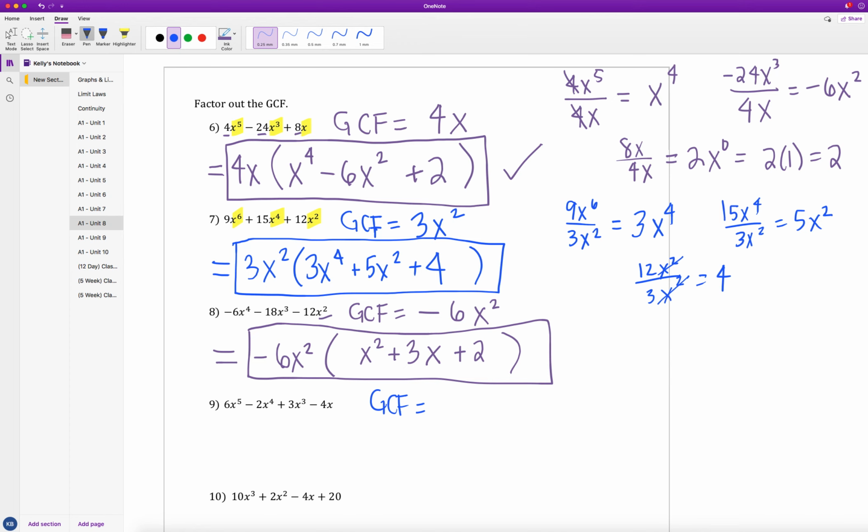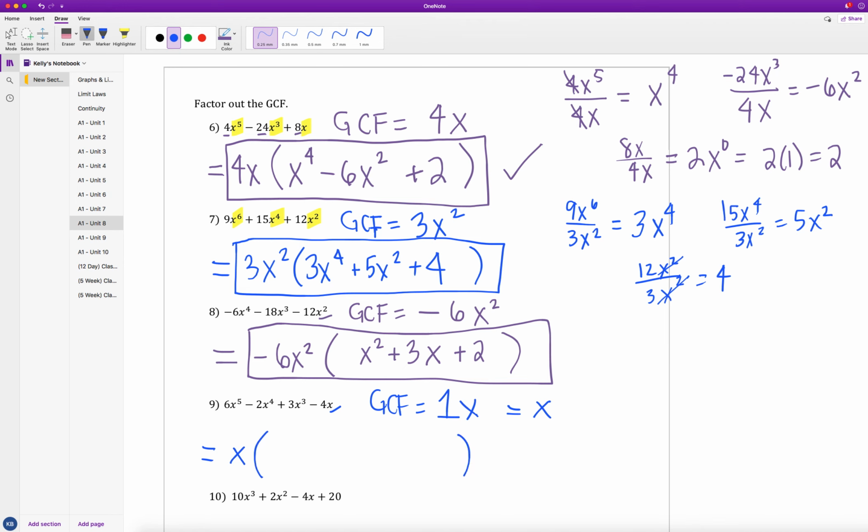So on my coefficients, we have a 6, a 2, a 3, and a negative 4. None of those numbers actually have anything in common except for a 1. So far my greatest common factor isn't very exciting. If we look at it in terms of the variables, I have an x to the 5th, an x to the 4th, an x cubed, and then a single x to the 1st power, which means my greatest common factor is actually just going to be x. And that happens sometimes. The greatest common factor might not have a lot in it, but if it has something in it, then I want to make sure I'm factoring it out.